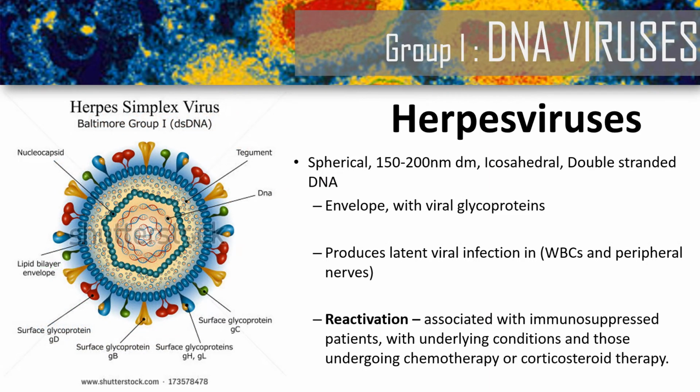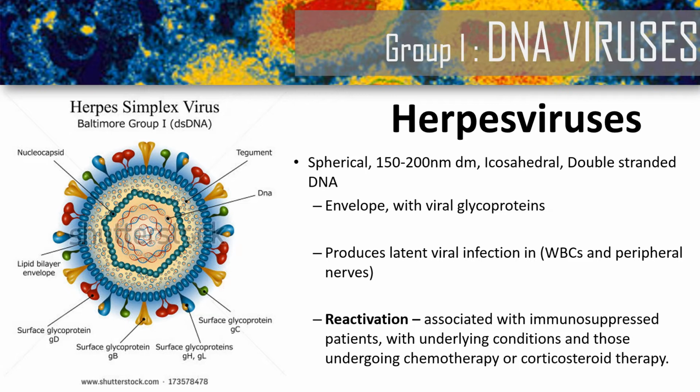Okay, let's start with your herpes viruses. In structure, they are spherical, 150 to 200 nanometers in diameter, icosahedral and double-stranded DNA. As I mentioned, these viruses are enveloped, meron silang envelope with viral glycoproteins. They produce latent viral infection in WBC and peripheral nerves. Reactivation is associated with immunosuppressed patients with underlying conditions and those undergoing chemotherapy or corticosteroid therapy.